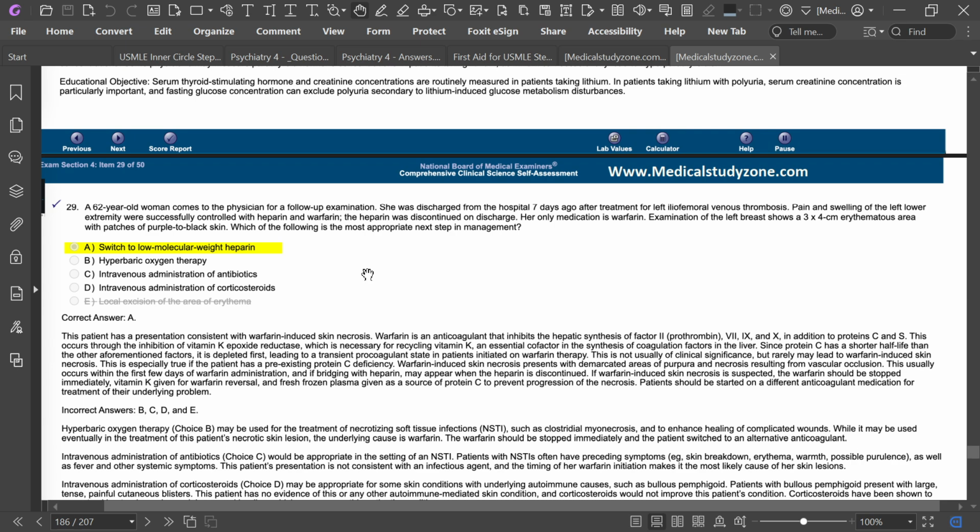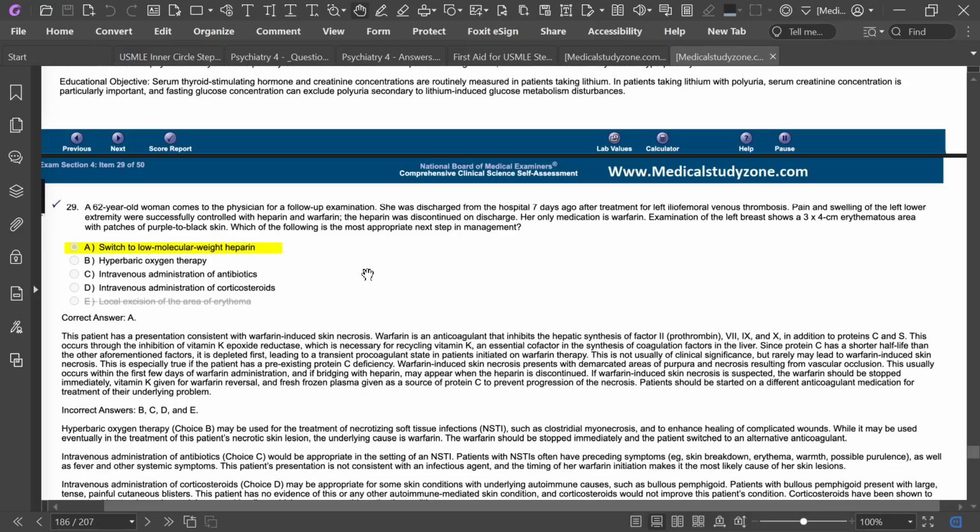Since protein C has a shorter lifespan than other aforementioned factors, it is depleted first, leading to a transient procoagulant state in patients initiated on warfarin therapy. This is not usually of clinical significance but rarely may lead to warfarin-induced skin necrosis. This is typically true if the patient has a pre-existing protein C deficiency.